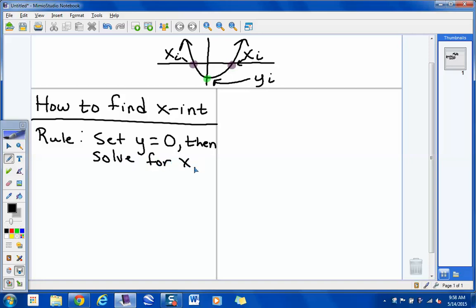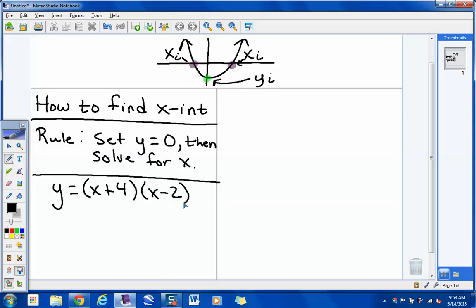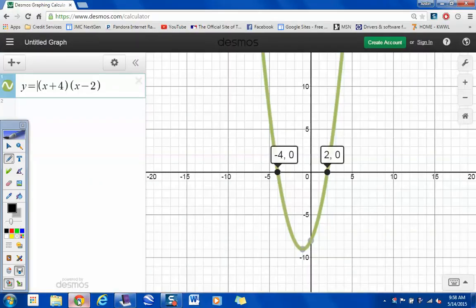Okay, so in the example we're looking at on decimals right here, I believe I had y equals, was it x plus 4 times x minus 2? Was that right, guys? You guys agree with that? Now graphically again, what were my intercepts? Negative 4 and positive 2.